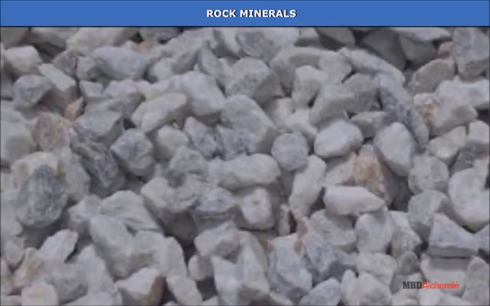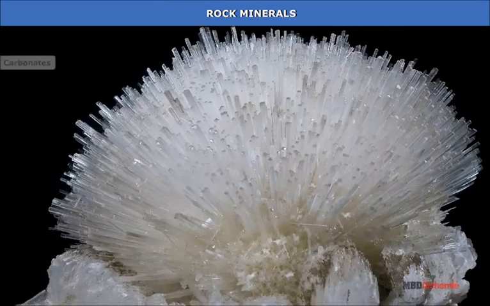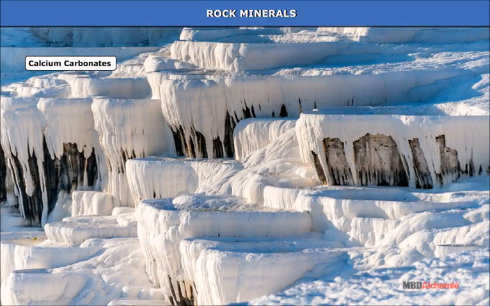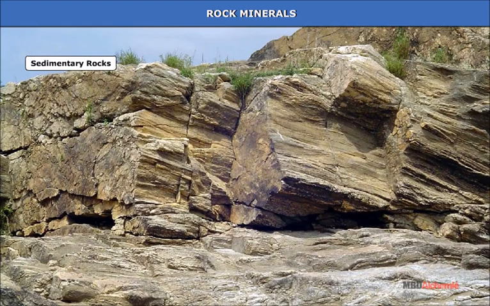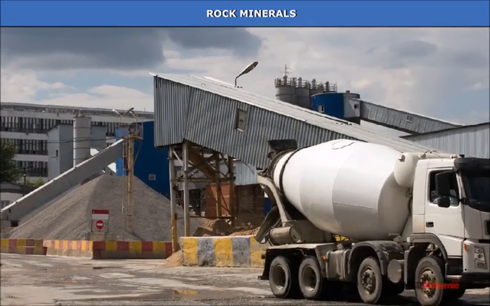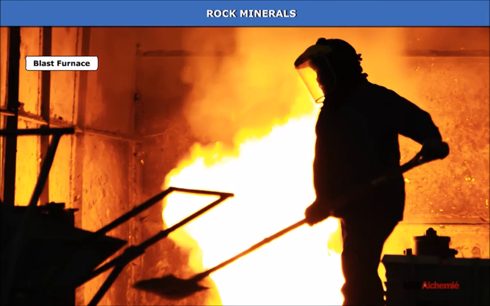Rock minerals. Limestone is found in association with rocks composed of magnesium carbonates and calcium carbonates. It is found in sedimentary rocks of mainly geological formations. Limestone is the basic raw material for the cement industry and vital for smelting iron ore in the blast furnace.